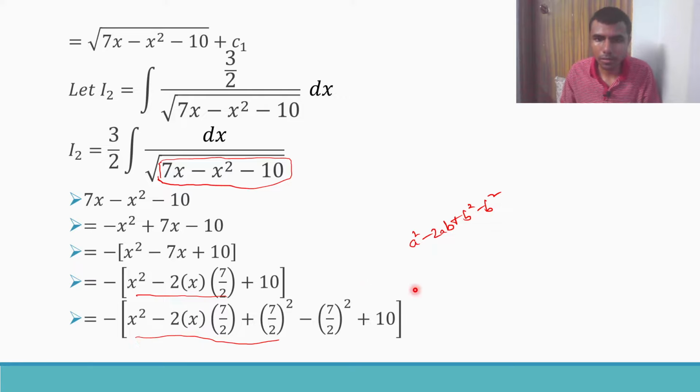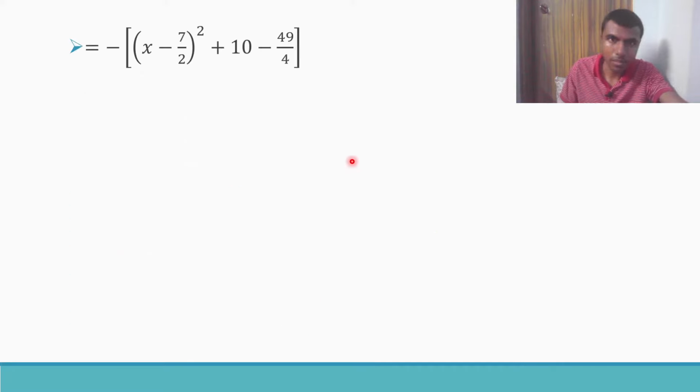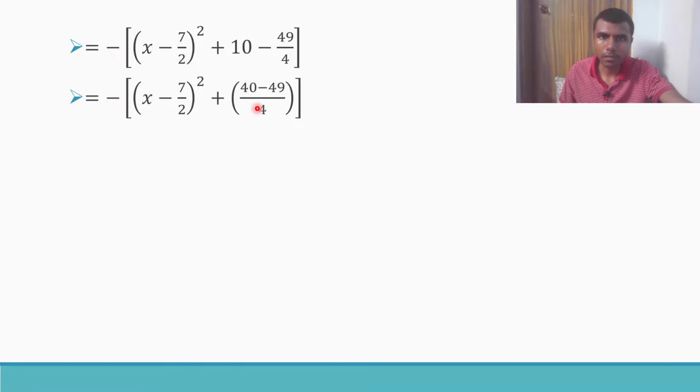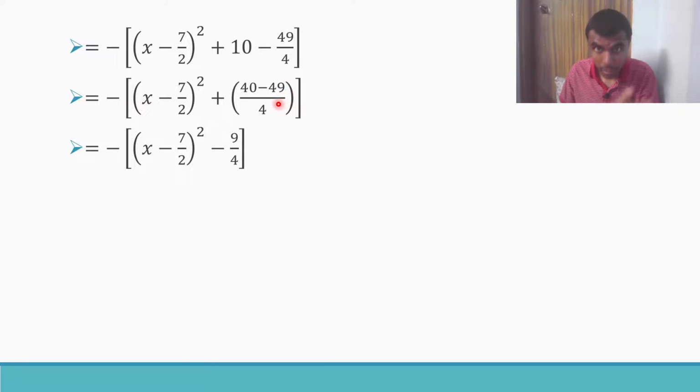Okay. Now this one, put the 10 in the beginning. So 10 minus 7 square is 49, 2 square is 4. 10 minus 49 by 4. Okay. Now minus of this. Now just take LCM. So 4 would go here, multiply 10 into 4, 40. 40 minus 49 by 4. Now 40 minus 49 is minus 9. So minus came outside. So minus 9 by 4.